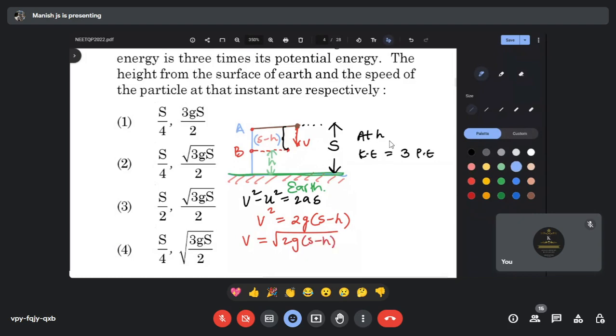So we have got our velocity. Okay? So when the body is at that certain height H above the ground, we have the relationship between potential energy and kinetic energy. So directly go for the relationship.